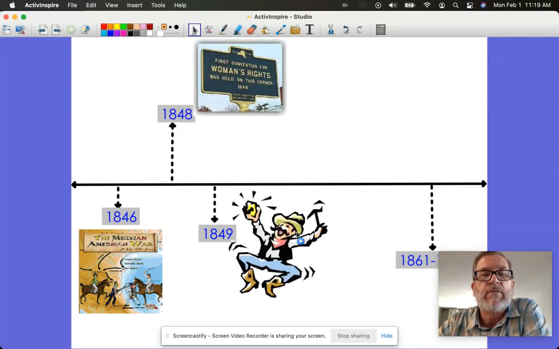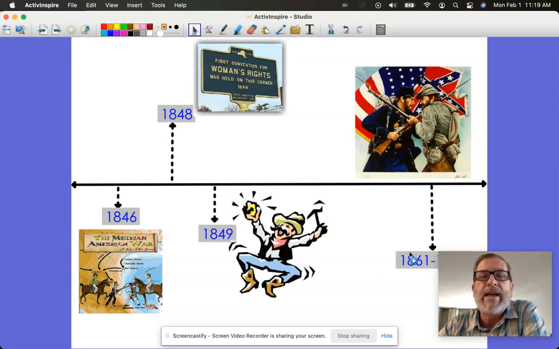1849, the American Gold Rush, or the California Gold Rush. Gold is discovered around the Sacramento River, up around Sacramento, and it's going to change everything on the western coast. It's going to really establish California and create a state almost overnight.